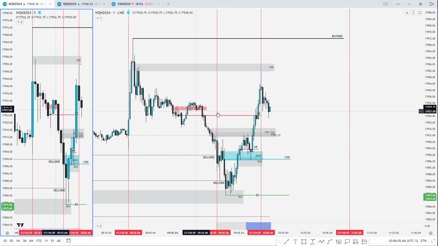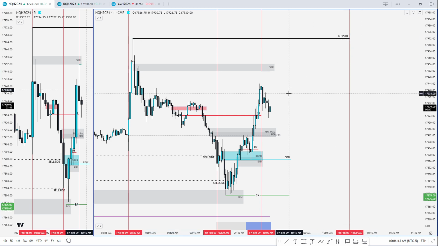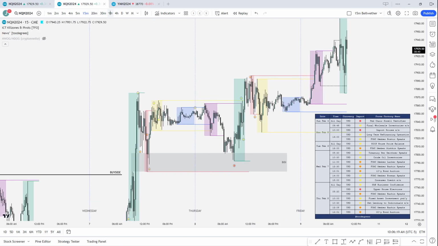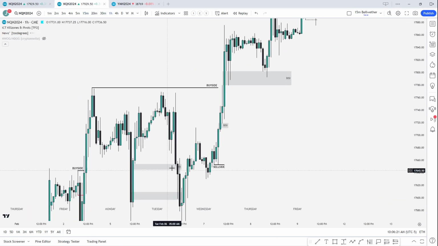So we've got to be careful to see if this is just retracing short term, tapping into an order block like this, and we're going to continue back up into the unfilled portion, possibly for the buy side. I don't like the fact that this weekly profile is absolute garbage. If you look at it from a weekly perspective, go to the hourly here.